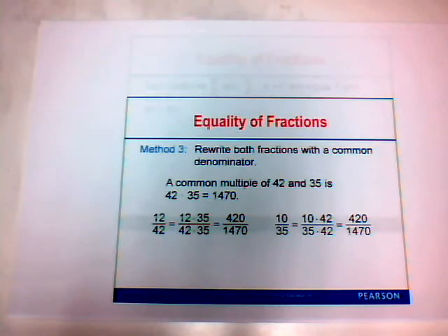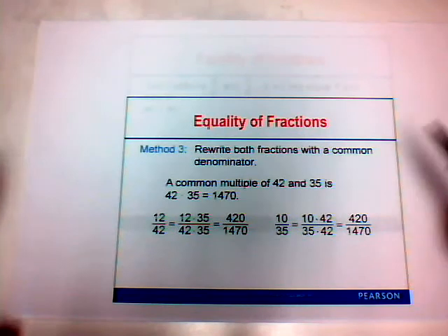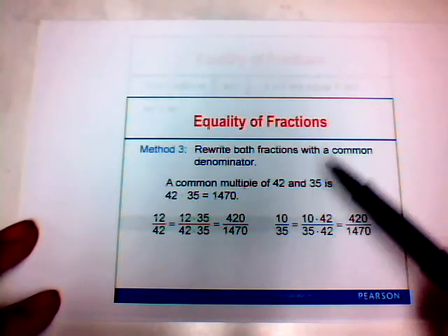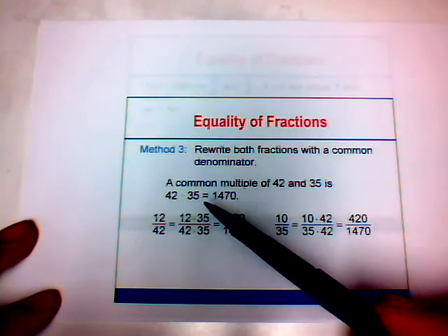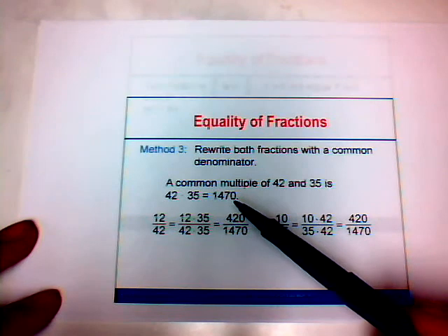So a common multiple of 42 and 35 is going to be 1470. This one's a little bit different because the second method I showed you was using the least common multiple. This one, you're just using a common denominator, not necessarily the least common denominator. They just took the denominators 42 and 35 and multiplied them together to get 1470.